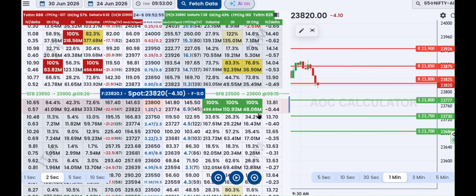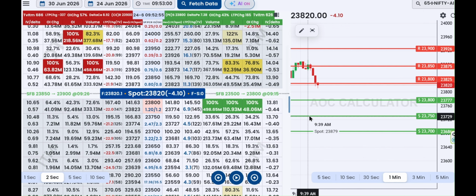At 23,800 we have 100% volume, 100% put OI, 100% put OI change. On the call side, the call OI change is 41 million, while the put OI change is 48 million. The counter positions are almost equal, indicating a balanced setup that supports a potential reversal. This creates a perfect bottom reversal setup.